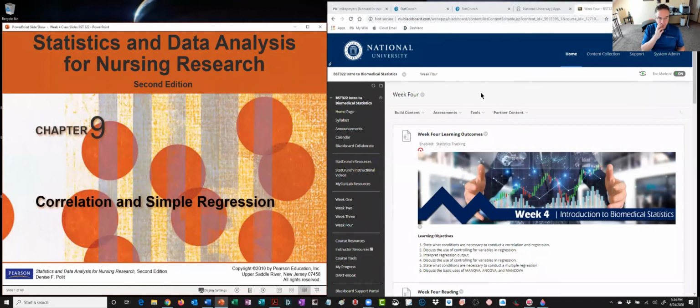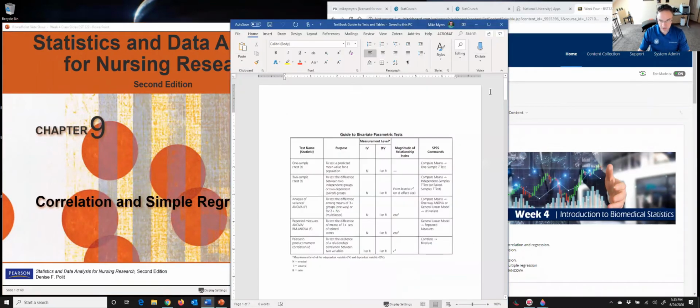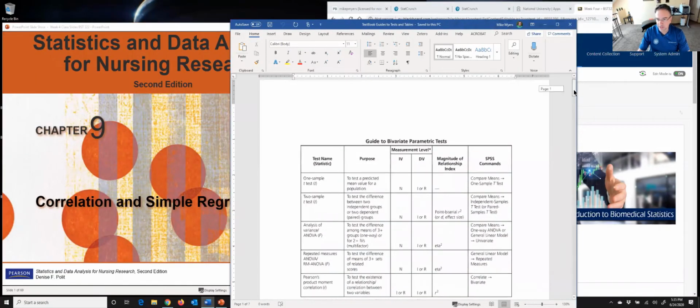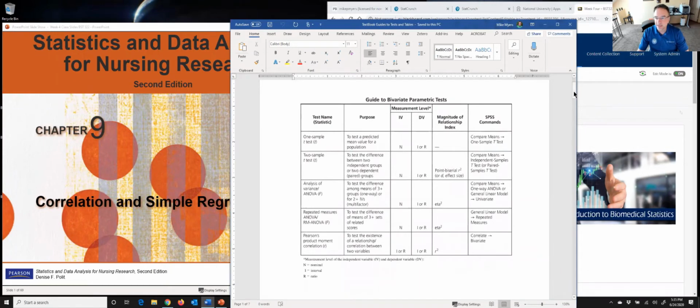This week, we're ending up with correlation and regression. We're going to cover that tonight. We're spending most of our time on chapter 9, which is simple regression and correlation. I'm going to talk a little bit later about multiple regression and some other types of tests. So we're making our way down the little cheat sheet in course resources, the one with the charts and the tables.